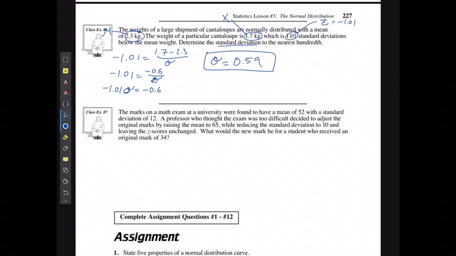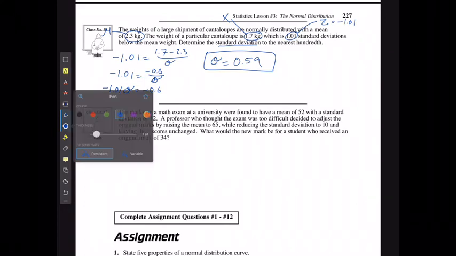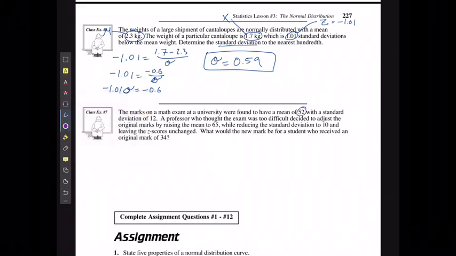The marks on a math exam at university were found to have a mean of 52 with a standard deviation of 12. A professor thought the exam was too difficult, and decided to adjust the original marks by raising the mean to 65 while reducing the standard deviation to 10 and leaving the z-score unchanged. What would the new mark be for a student who received a mark of 34?